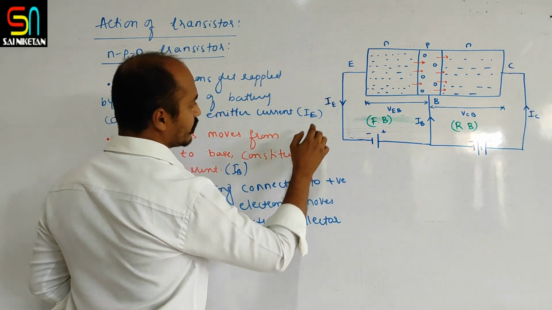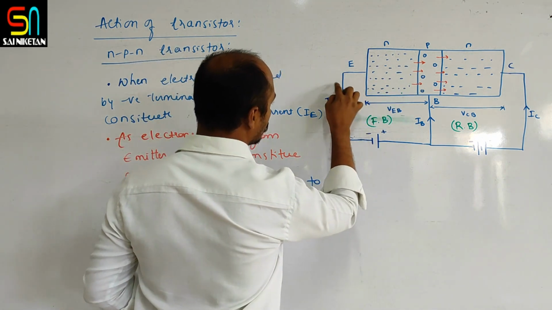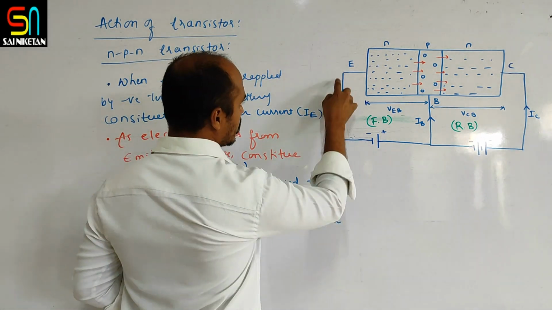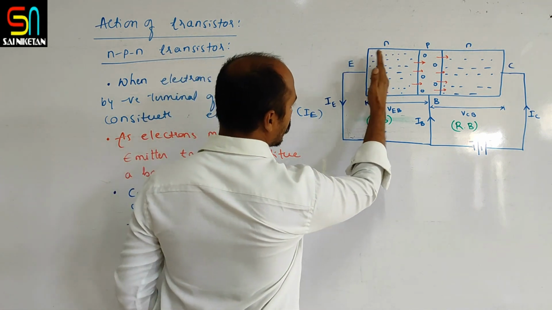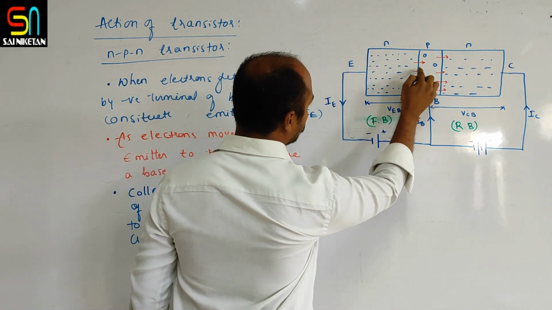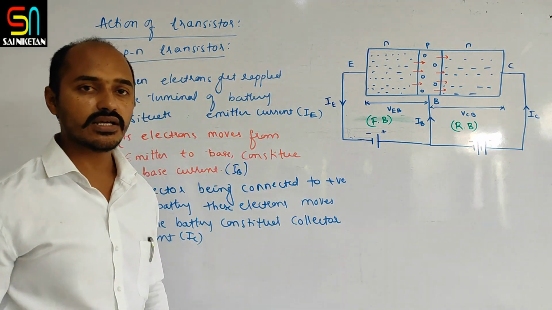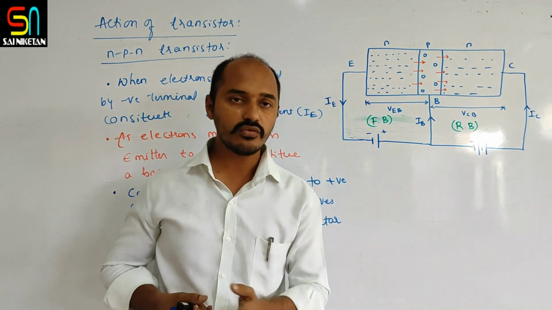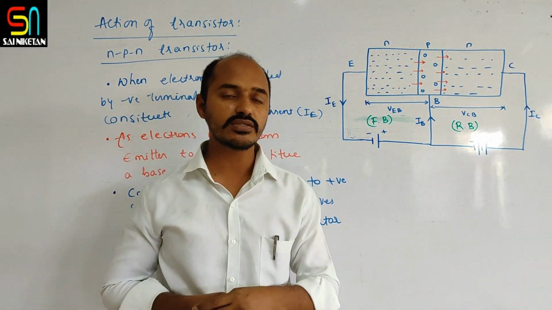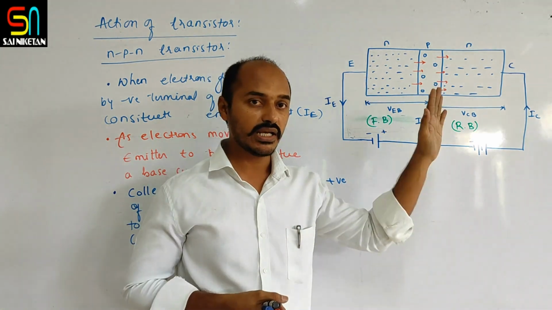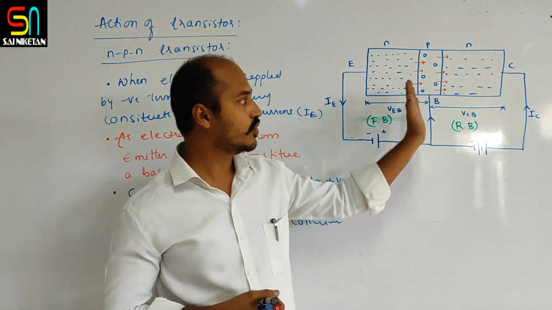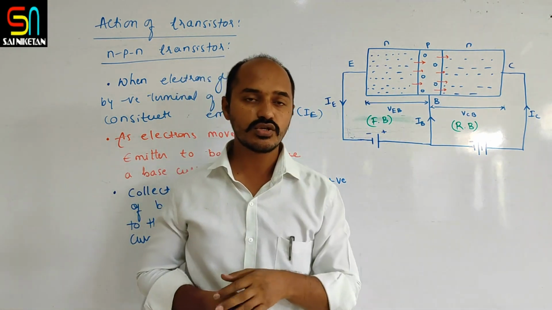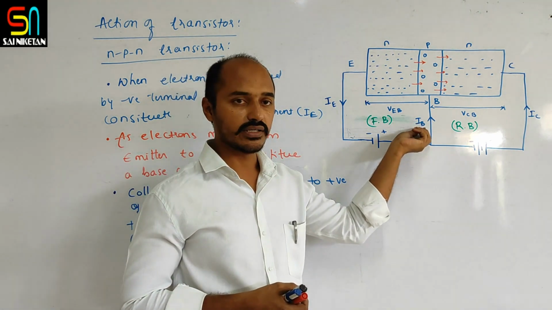These electrons get repelled, so they start moving in this region. That constitutes the emitter current. As the emitter current comes and is still connected to the negative terminal, the repulsion is more. Hence the electrons start entering the P region. In the P region, the majority charge carriers are holes, or you can say in the base, the majority charge carriers are holes. So only 5% of the electrons get absorbed by these holes. The remaining 95% of the electrons move towards the collector region. Here you can also see the movement of electrons that constitutes the base current IB.